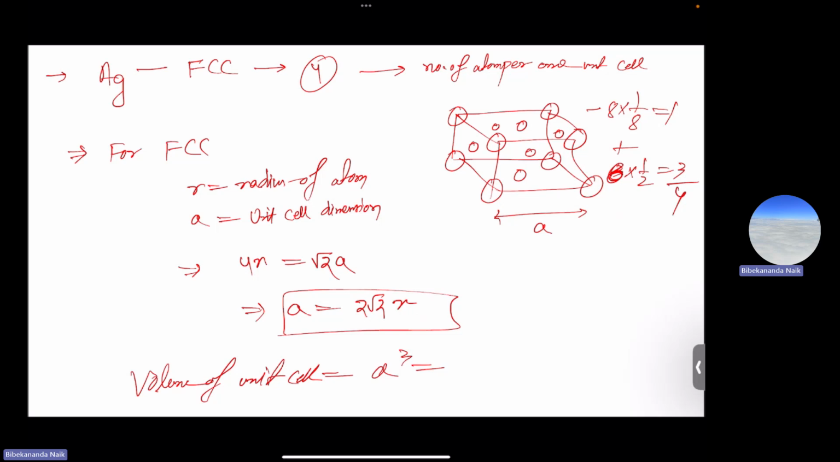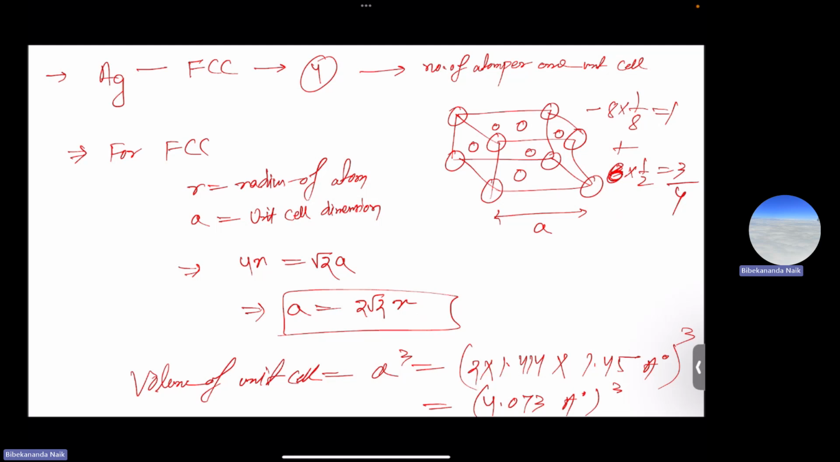So a cube will be 2 into 1.414 into R. R is also given. R is 1.45 angstrom. So a cube will be 4.073 angstrom cube.